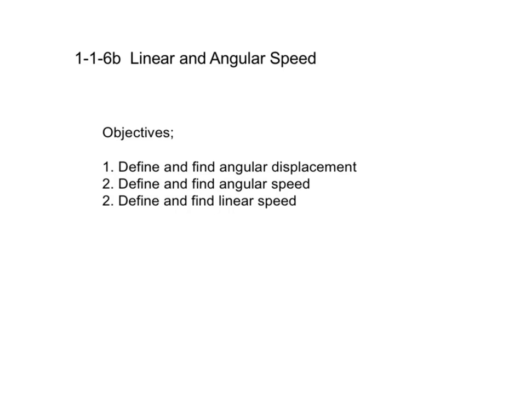All right, in this video I've called it 1-6b because I kind of split these topics up. We're going to talk about linear and angular speed or velocity. I've heard both of them. When you get into calculus, there's an actual difference between speed and velocity, also in physics. And so in this video, we're going to define and find angular displacement. We're going to find angular speed, and we're also going to find linear speed.